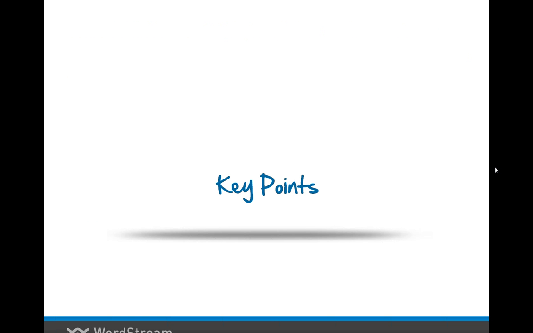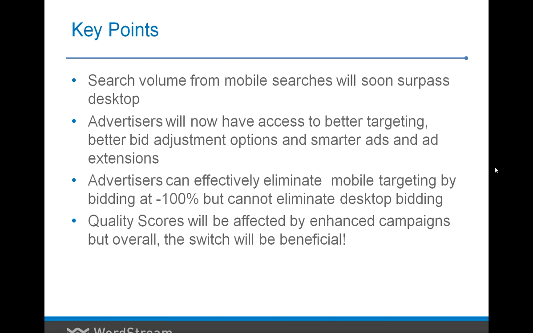So some key takeaway points from today's webinar. Search volume from mobile searches will soon surpass desktop. Advertisers now have access to better targeting, better bid adjustment options, and smarter ads and ad extensions. Advertisers can effectively eliminate mobile targeting bidding at -100%, but cannot eliminate desktop bidding. And quality scores will be affected by enhanced campaigns, but overall the switch will be beneficial.